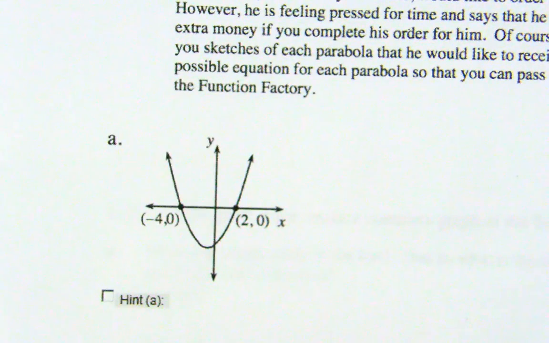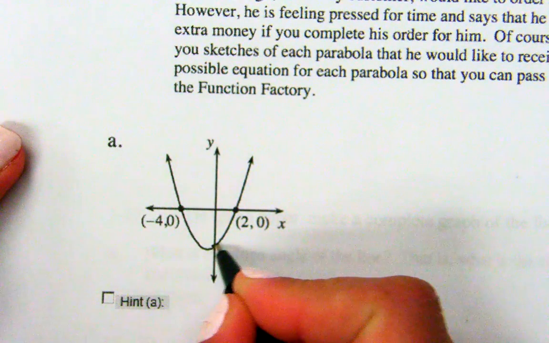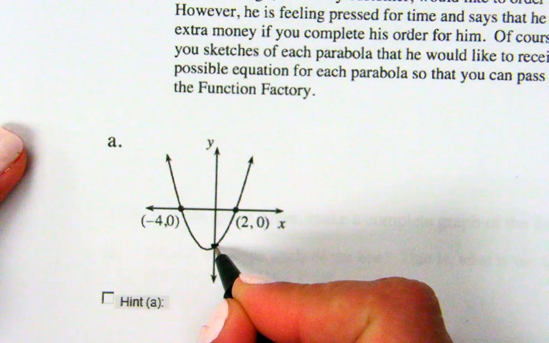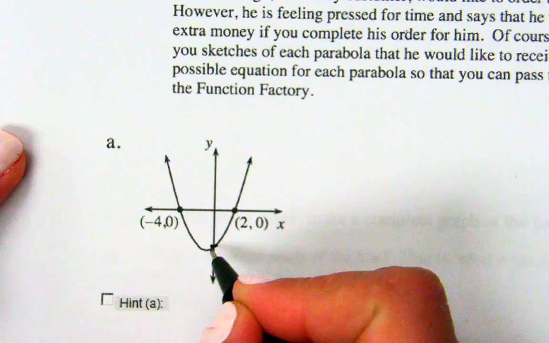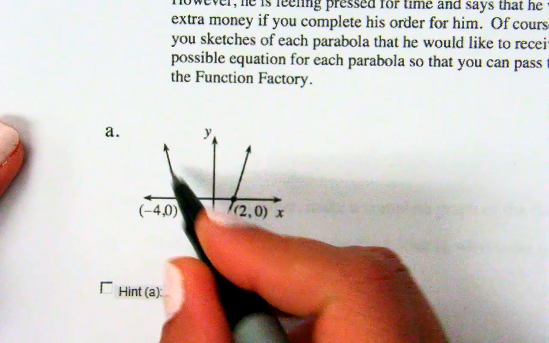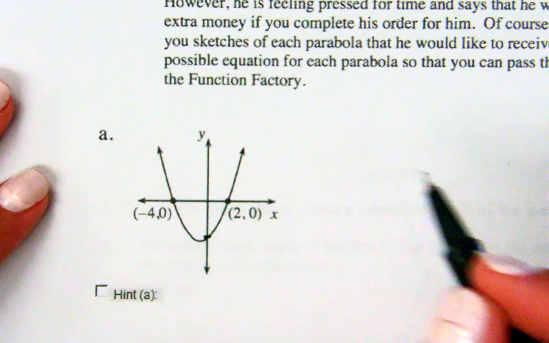We have two x-intercepts. We don't know where the y-intercept is, but it is somewhere down here. We just don't know what the number is. But we have two x-intercepts, and we know it opens up. So that should give us enough to go on.